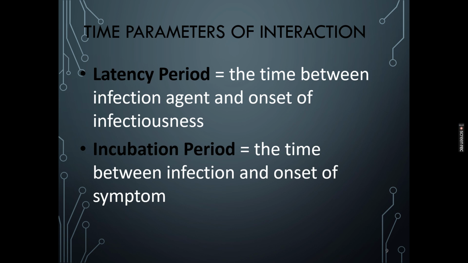Then, time parameters of interaction. First is the latency period. This is the time between the entry of the infectious agent and the onset of infectiousness. When the infectious agent, either a virus or bacteria, enters the body and starts multiplying, that period is called the latency period. Second is the incubation period. This is the time between the infection and the onset of symptoms. So from when the bacteria enter the body until the patient's body starts showing signs and symptoms, this is the incubation period.